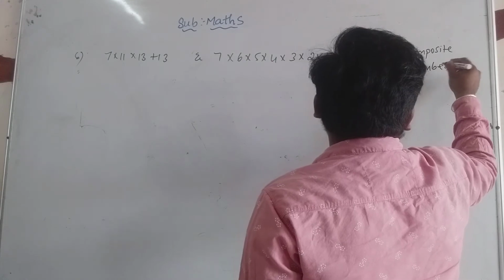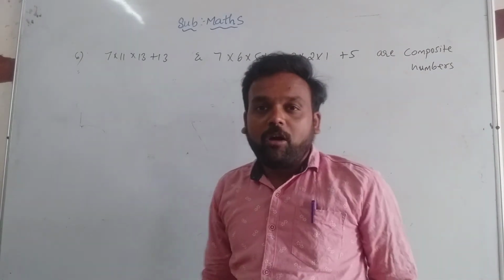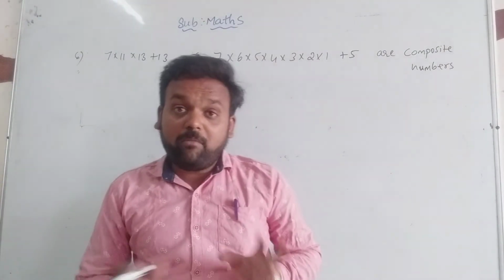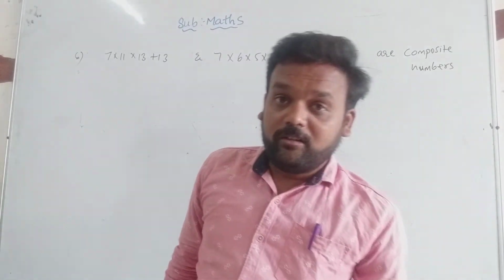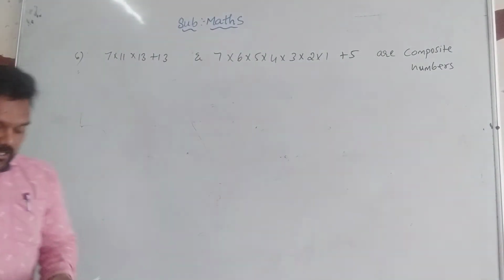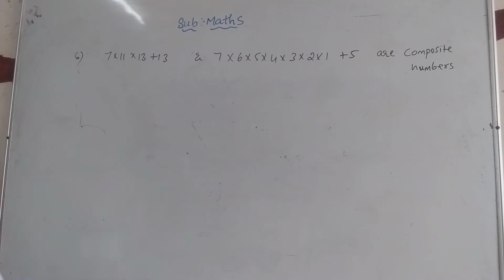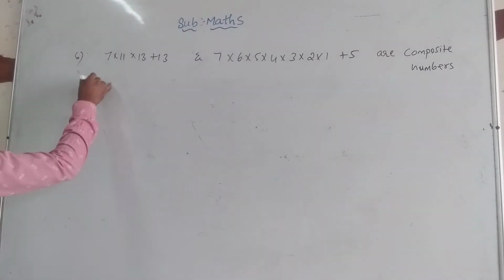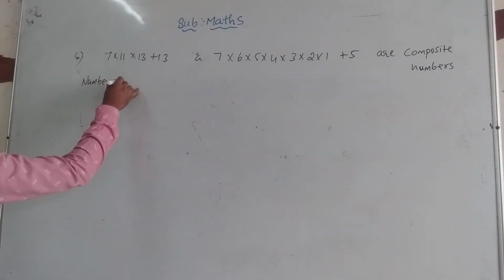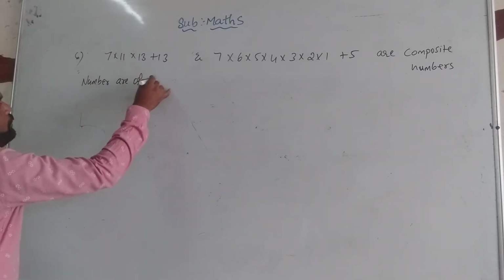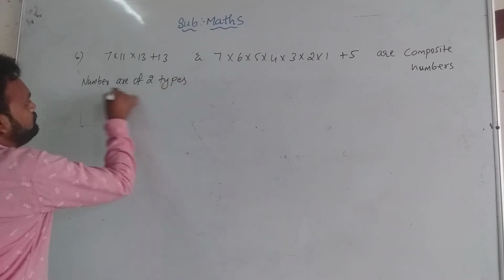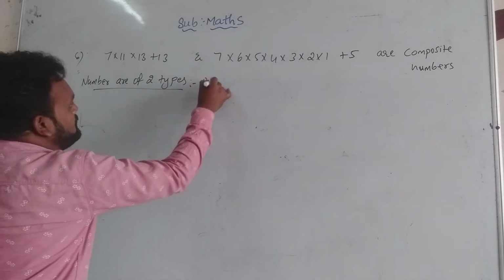You know composite numbers? You know composite numbers, dear students? You know prime numbers? You know composite numbers? I will explain what are prime numbers and composite numbers. Now you listen, students. Numbers are of two types, dear students. So what are the two types? First is prime numbers.